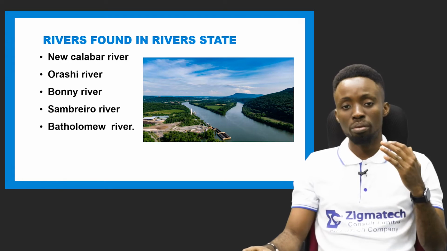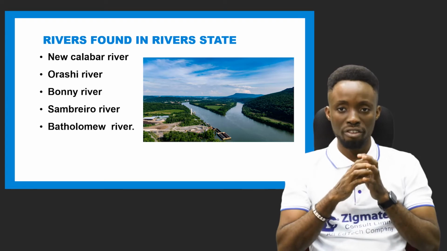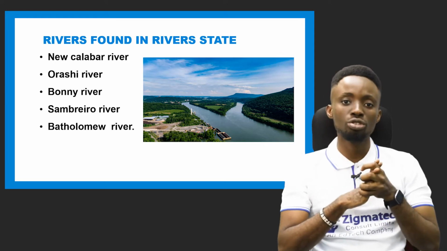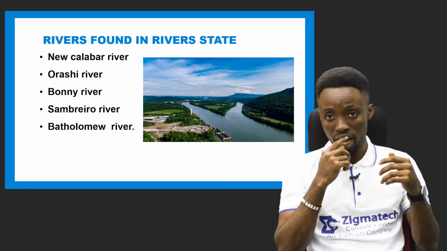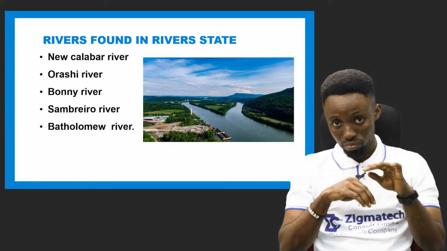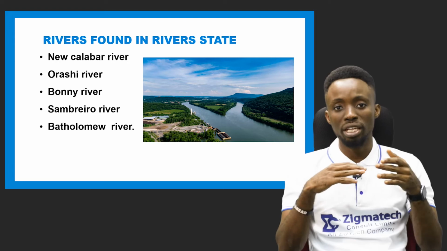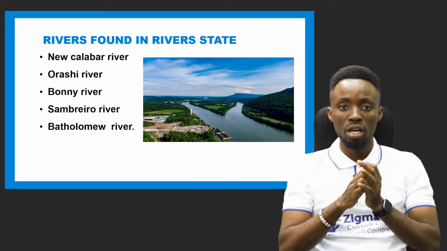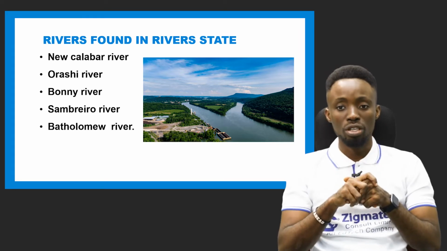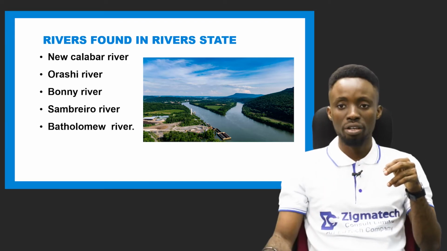Now, what about the rivers we have in Rivers State, or we can say the drainage we have in Rivers State? Now, we have a good number of rivers, but I'm going to call out some of the popular rivers we have in Rivers State. Now, the first one is called the New Calabar River, still found in Rivers State. Then we also have the Orashi River, and we have the Boni River. I think the Boni River is one of the biggest rivers we have in Rivers State. Then we have the Sombrero River also in Rivers State, and lastly we have the Bartholomew River.